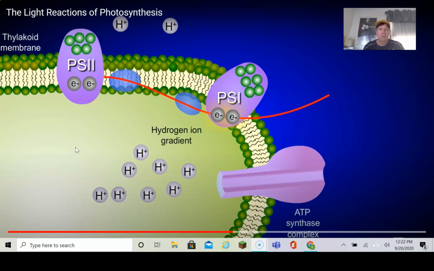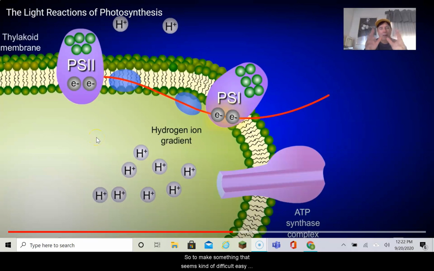Hello, friends. What you are looking at here is a picture of the thylakoid and the thylakoid membrane. So this is the thylakoid membrane, and this is the inside of the thylakoid. Don't get this mixed up with the chloroplast. The thylakoid is inside the chloroplast. What we are looking at here is the membrane of the thylakoid, that poker chip, and what's inside.